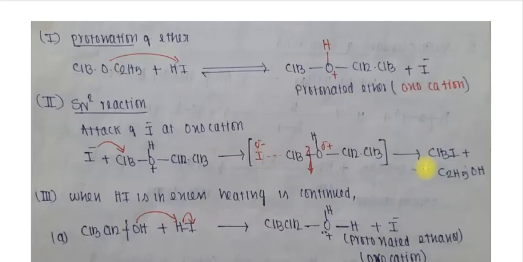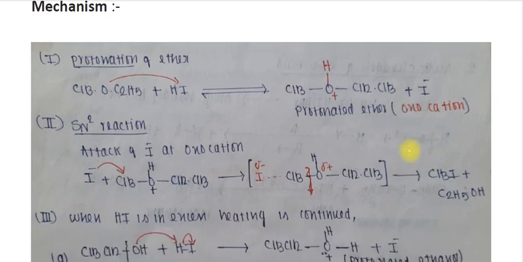Here the mechanism is shown. The first step is protonation of the ether. The ether is getting protonated: CH3OH plus CH2CH3 plus I minus. This is a protonated ether, otherwise called the oxocation.